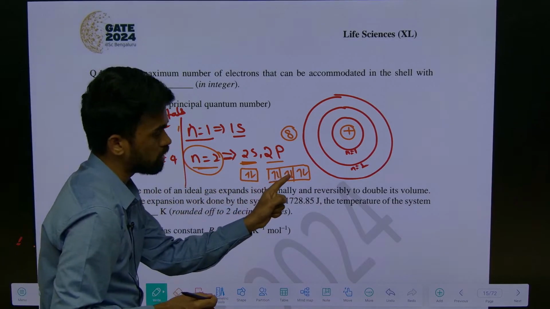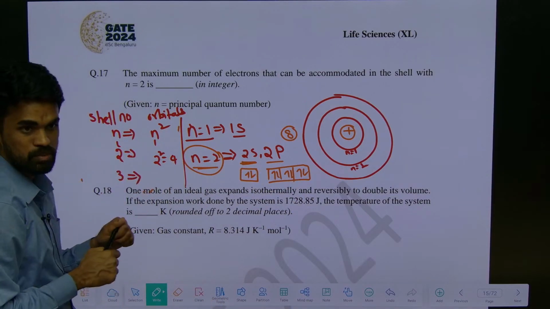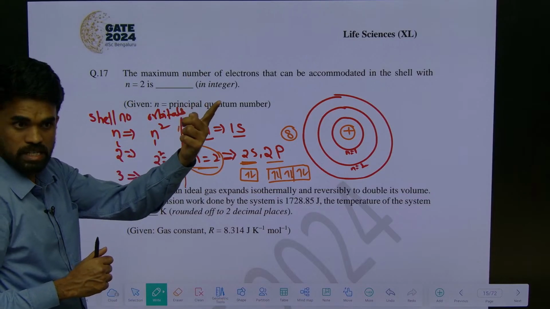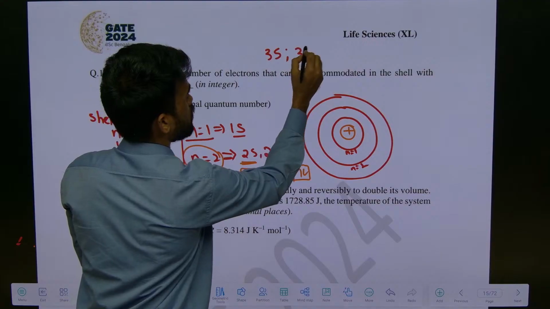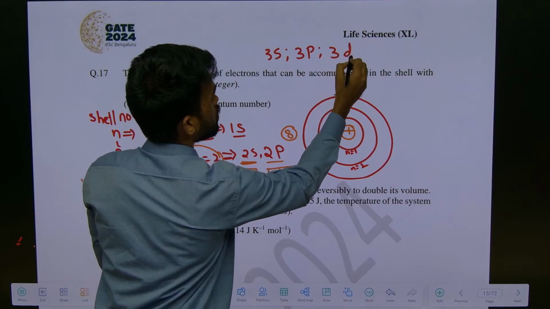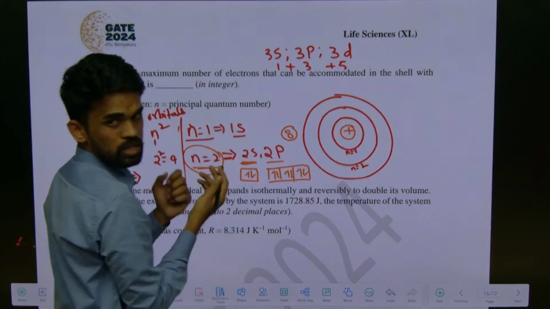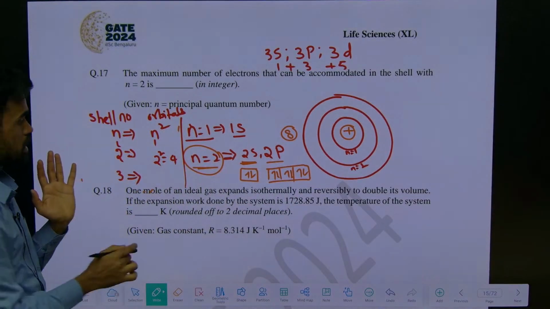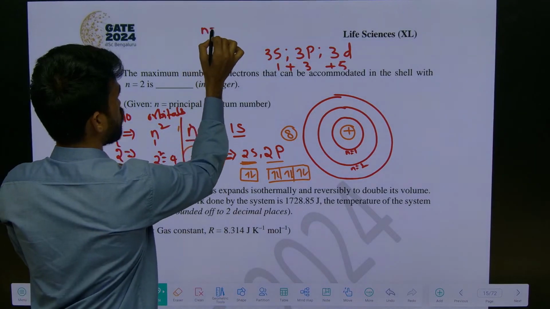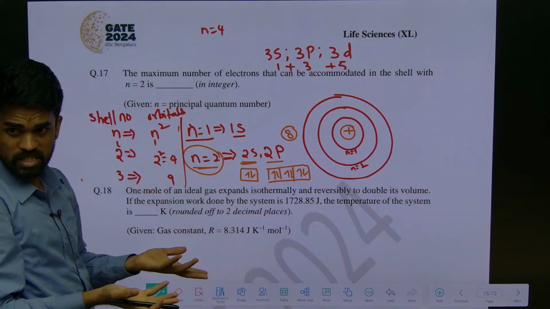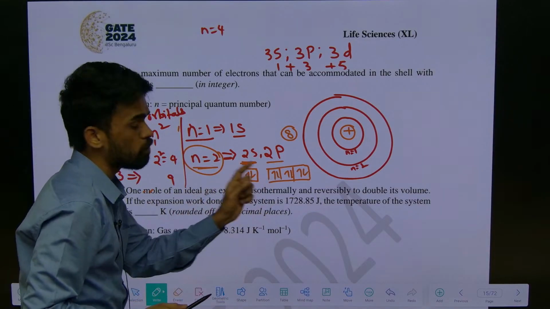1, 2, 3, 4. So if I give n equals 3, the number of orbitals possible is 3 square, 9. What are those 9? That can be 3s, 3p and 3d. So d orbitals are 5, p are 3, and 1 is s. Total sum is 9. Is this clear? Got the concept? And if I say n equals 4, it is 16. Okay, right.